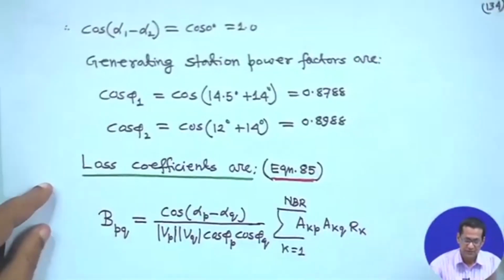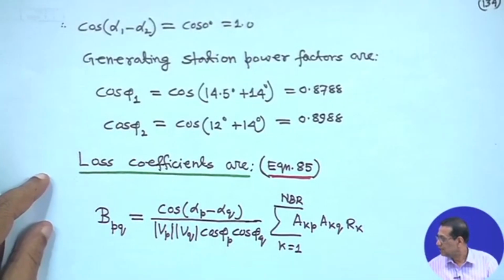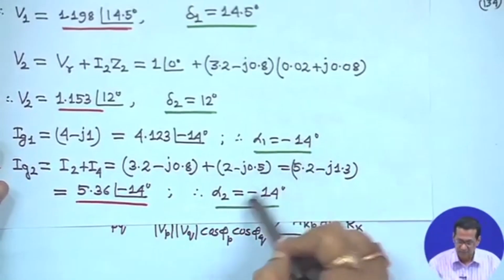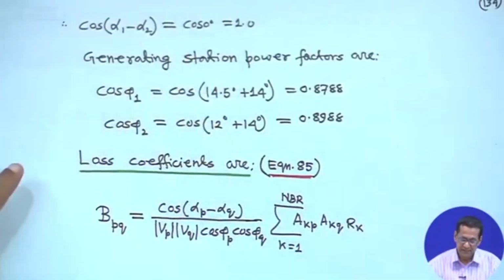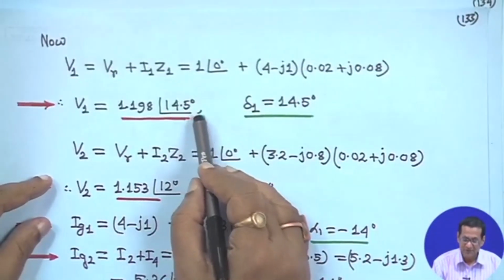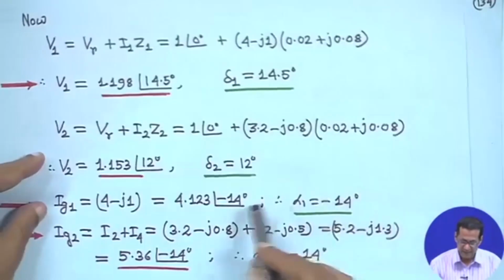So once you have got this, then cosine of alpha 1 minus alpha 2 is equal to 1, right, because both alpha 1 and alpha 2 are the same, minus 14 degree. So alpha 1 minus alpha 2 is 0, so cos 0 is equal to 1. And for the generating station power factor, take for example V 1, it is 14.5 degree, and the current I g 1 is minus 14 degree.